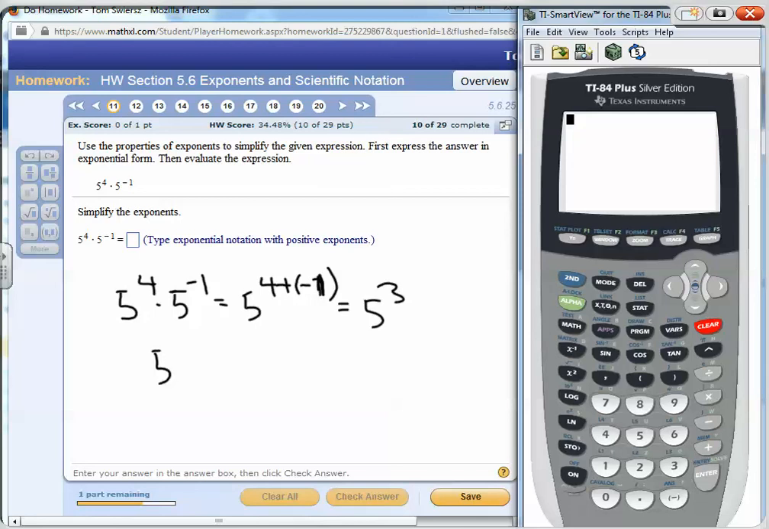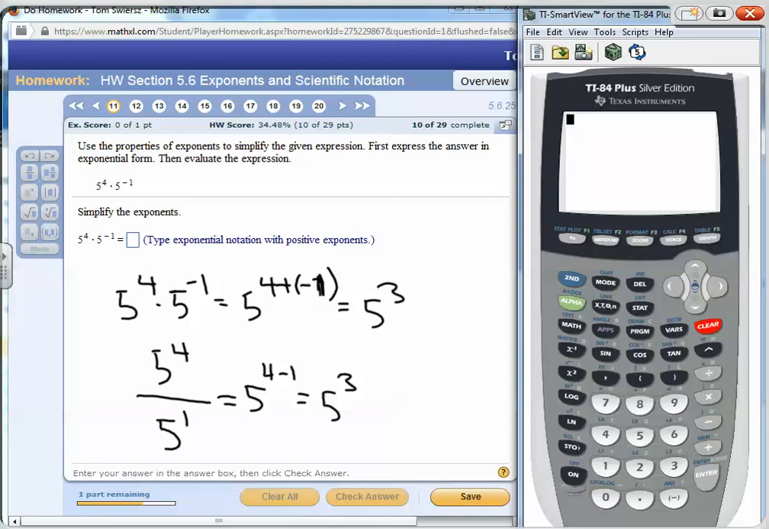Some people turn it into a positive exponent. 5 to the negative 1, remember, is 1 over 5 to the 1st, right? Goes down to the denominator. And then the same base, when you're dividing, you subtract the exponents. So 4 minus 1 is 5 to the 3rd. So you can get the same correct answer by doing it that way.